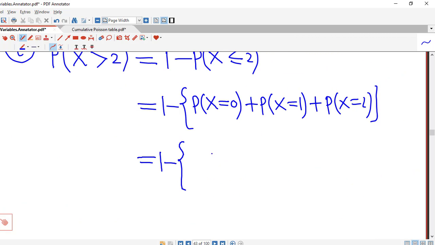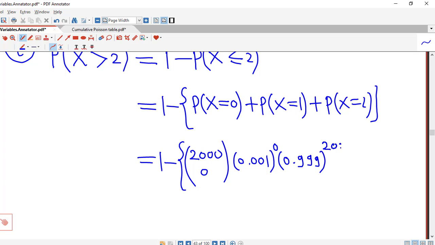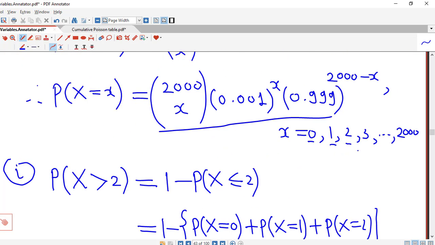So for X equal to 0 we have 2000C0, 0.001 raised to 0 and 0.999 raised to 2000. Okay, so we are putting small x equal to 0 here. Now we put small x equal to 1. So we have 2000C1, 0.001 raised to 1 and 0.999 raised to 2000 minus 1, that is 1999.